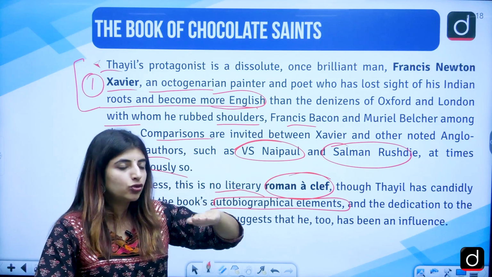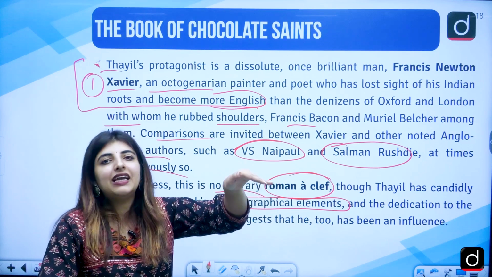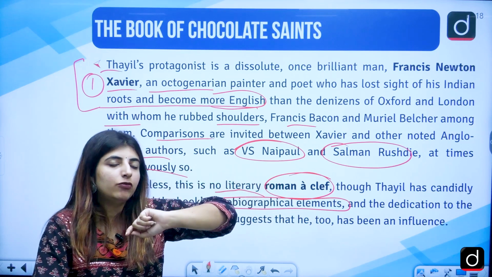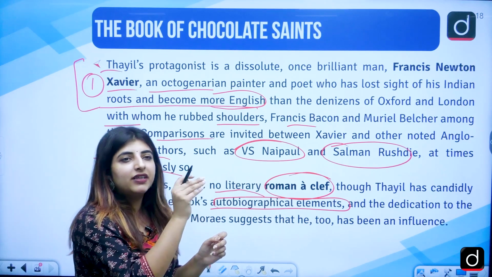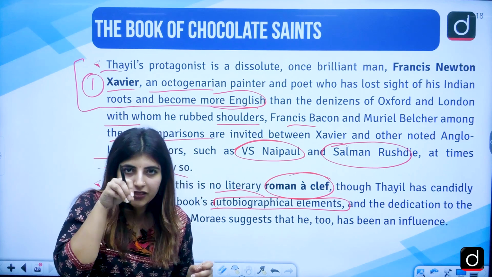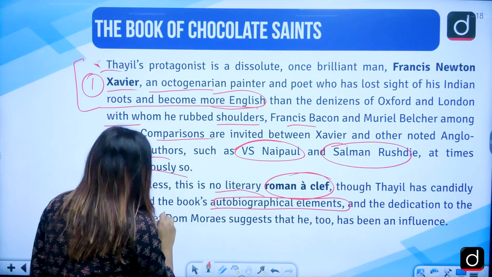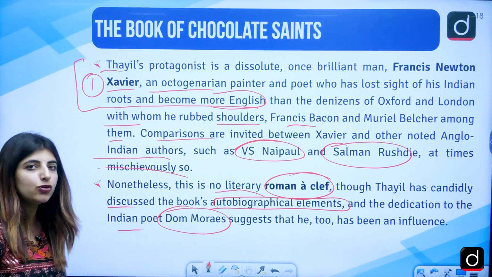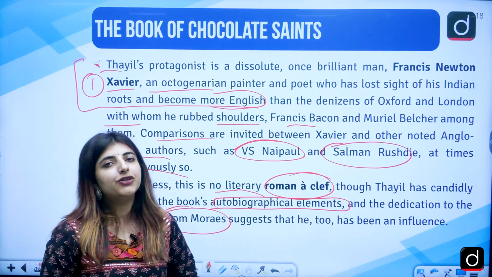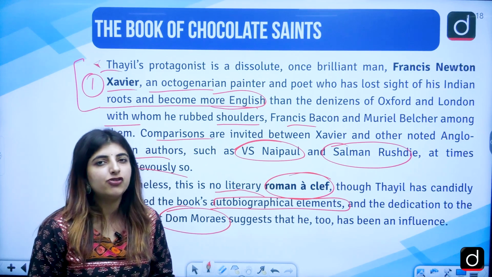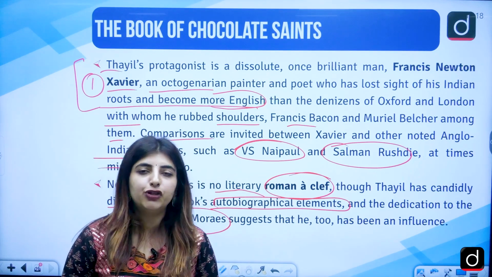There will be certain real writers, let's just say D.H. Lawrence, and if his personality has been described fictionally in a novel, his name will be changed. So that will be called a roman à clef, a novel with the key to know that a particular character talked about in the novel refers to D.H. Lawrence. And the dedication to the Indian poet Dom Moraes suggests that he too has been an influence on this particular novel. Correct? So this was what we were supposed to cover when it comes to Jeet Thayil and his novels and poetry and the themes and styles that we see in his works.